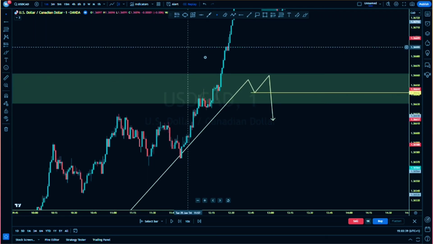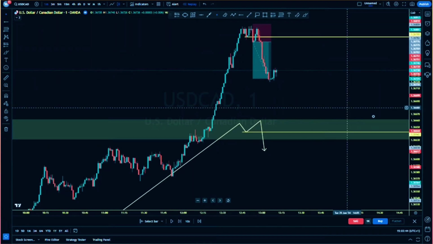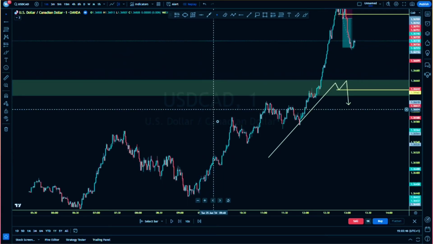The indicator actually is the one that does most of the analysis. All I do is just follow the analysis that the indicator is showing, as simple as that.